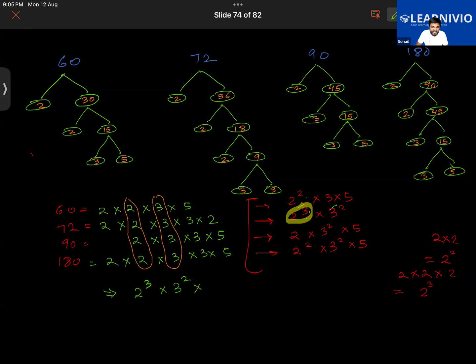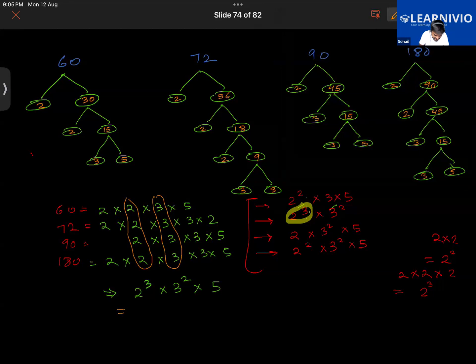Then after 3, we have the number 5. All of them, the 60, 90 and 180, have the prime factor 5. Just take it as usual, as it is mentioned over here. We can't leave it alone, so we have to take this.